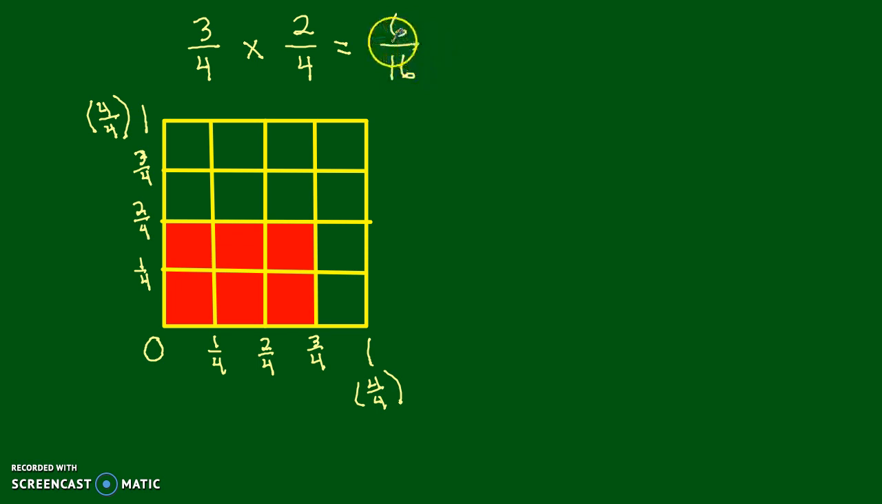So we have 6/16. If your teacher wants you to take these types of problems to simplest form, we could do that here as well. Both numbers are divisible by 2, so 6 divided by 2 is 3, and 16 divided by 2 is 8. And so the answer in simplest form would be 3/8.